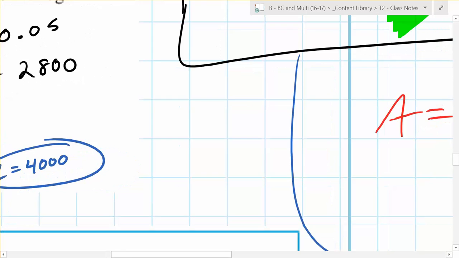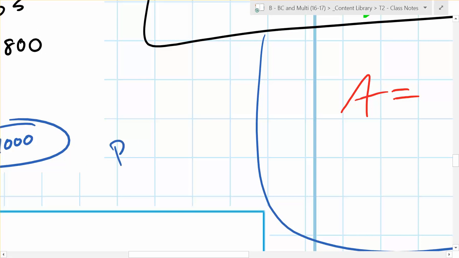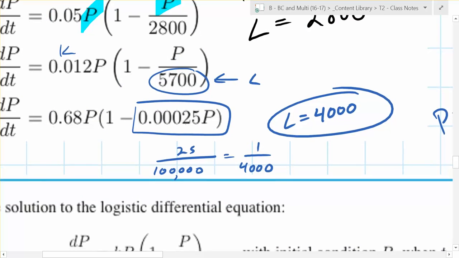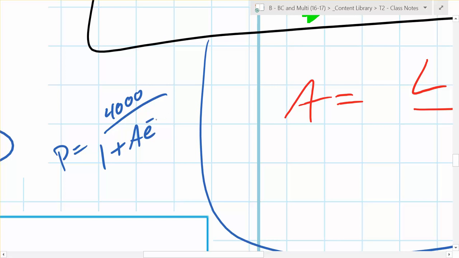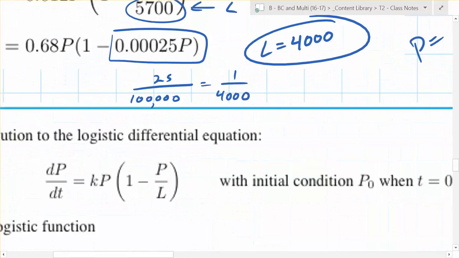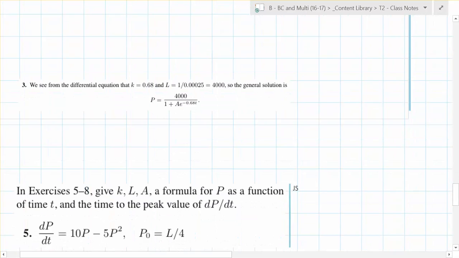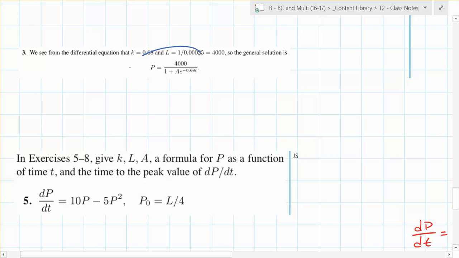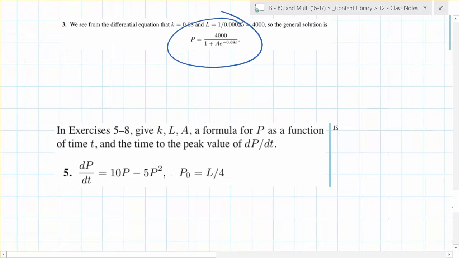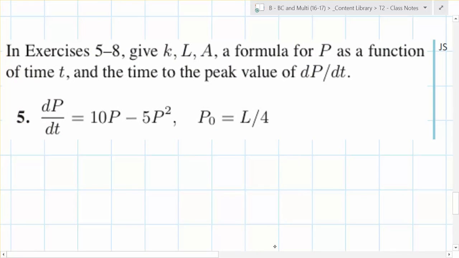So for the time being, when you write these final answers, I like seeing this. I love people writing P is equal to 4,000 over 1 plus A e to the negative 0.68t. And then writing A is equal to L minus P naught over P naught. You don't know what it is, but you could figure it out. So you could plug in L right there. You know what L is, but you can't figure out what A is because you don't have a condition to work with. Do you guys agree with that work right there? Okay, so try this one by yourself.